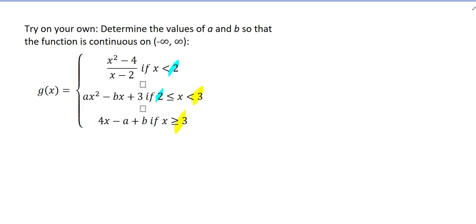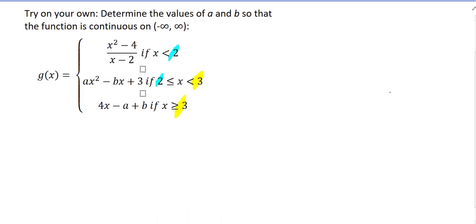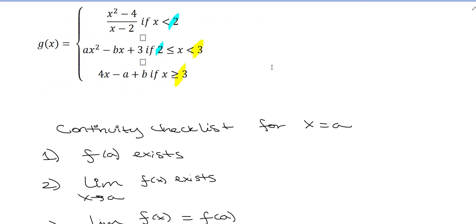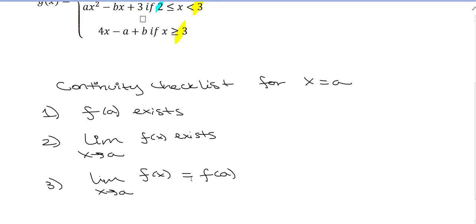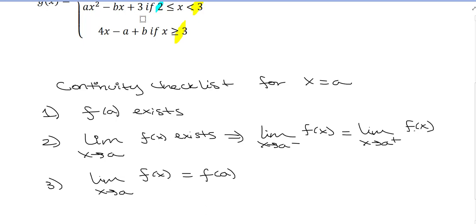So let's go over our continuity checklist. What are the 3 things that we need? The 3 things that we need to check are that for continuity at x equals a, f of a exists, that the limit as x goes to a exists, and that the limit and the function value at a are the same. The thing to remember about the limit existing is that the limit as x goes to a from the left has to equal the limit as x goes to a from the right. That's what it means for the limit to exist.